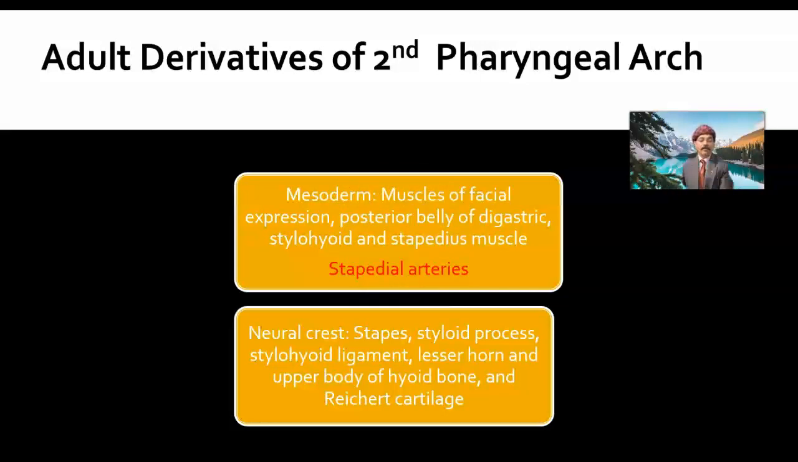Neural crest derivatives: stapes, styloid process, stylohyoid ligament, lesser horn and upper body of the hyoid bone, and the Reichert cartilage. So Meckel's cartilage for the first arch, the second arch, Reichert cartilage.